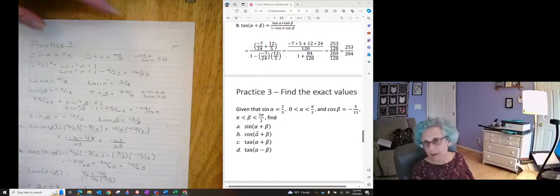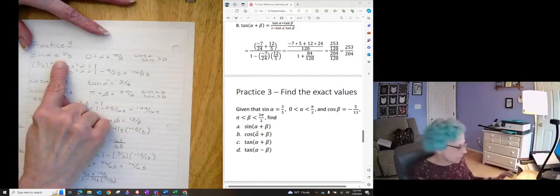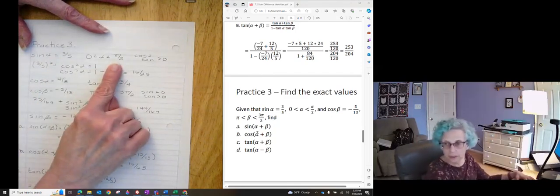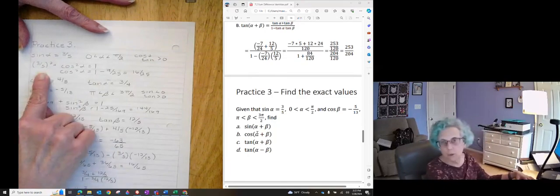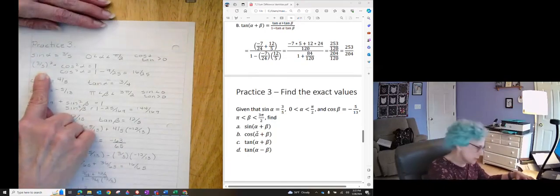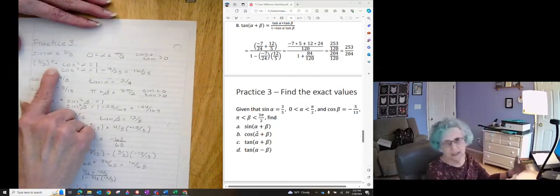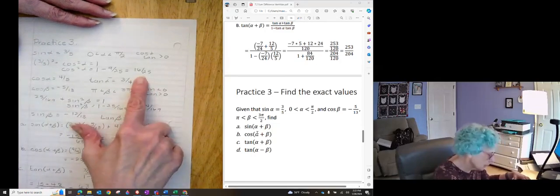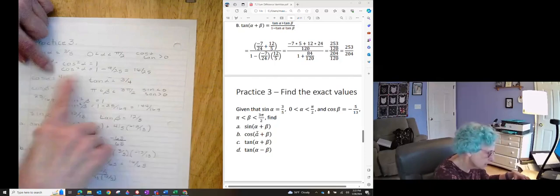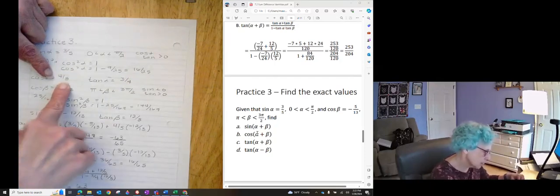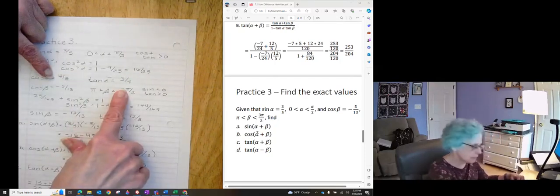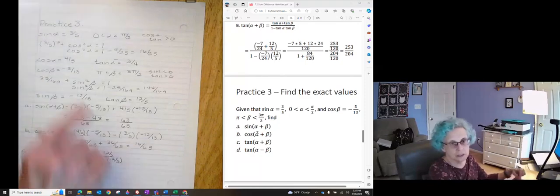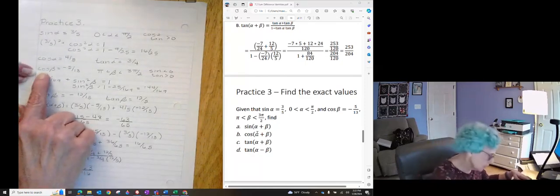So how did that practice go? I started with alpha. Sine of alpha was 3 over 5, and alpha lives in quadrant 1, so everybody's positive. So it ended up being the 3, 4, 5 triangle. I have 3/5 squared plus cosine squared is 1. So cosine squared is 16 over 25. Cosine is 4 over 5. Tangent is sine over cosine, 3/4.